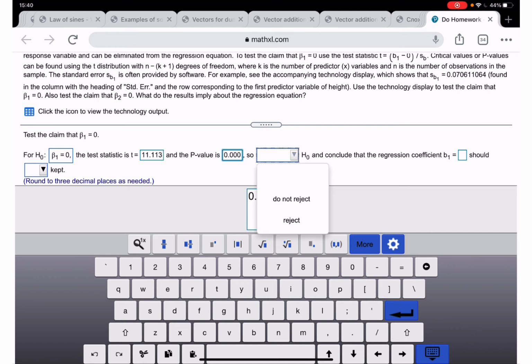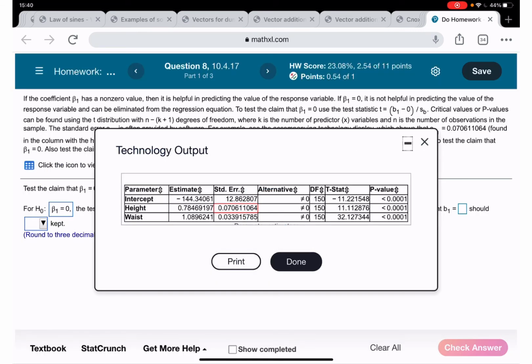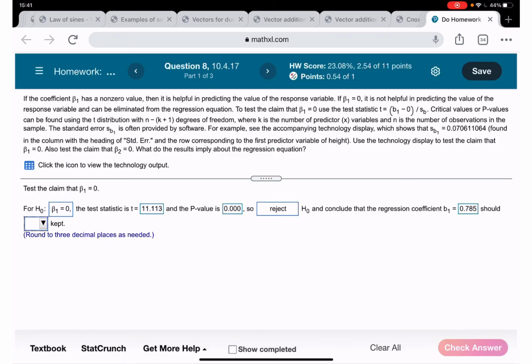So we reject the null hypothesis because the p-value is very small and conclude that the regression coefficient B1, that is our estimate value, which for Hive is in the first column, 0.785. Let me write that down. And because we reject the null hypothesis, that means we support the alternative, which in the language of regression means it will be kept.